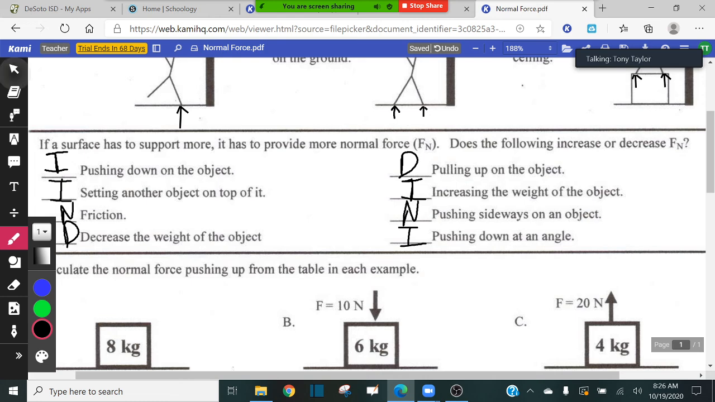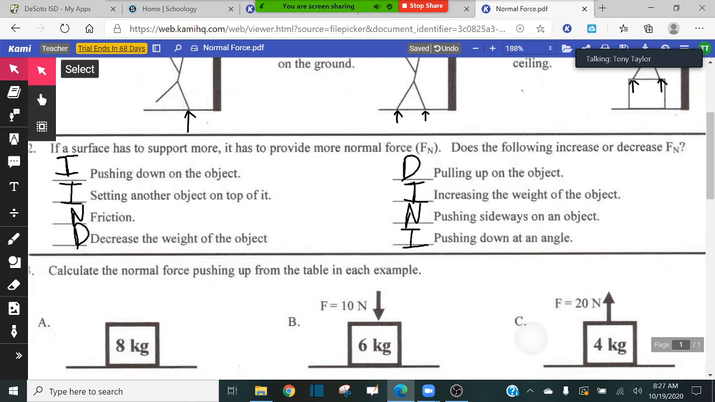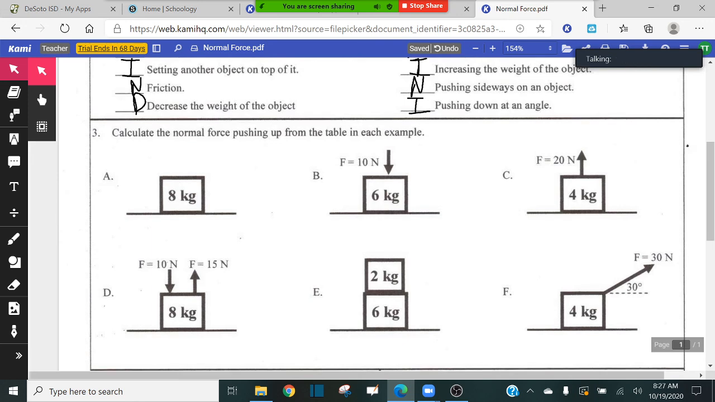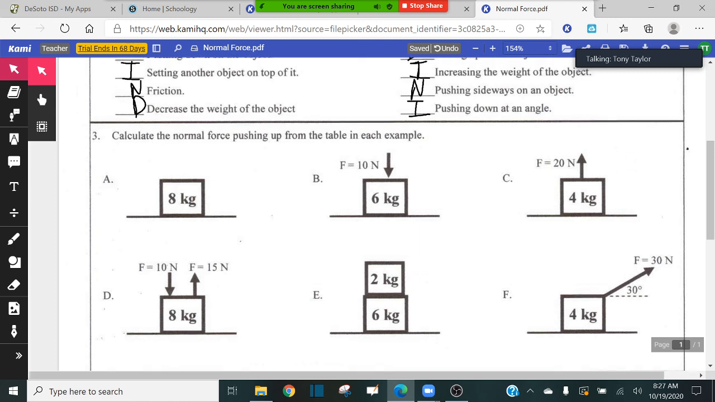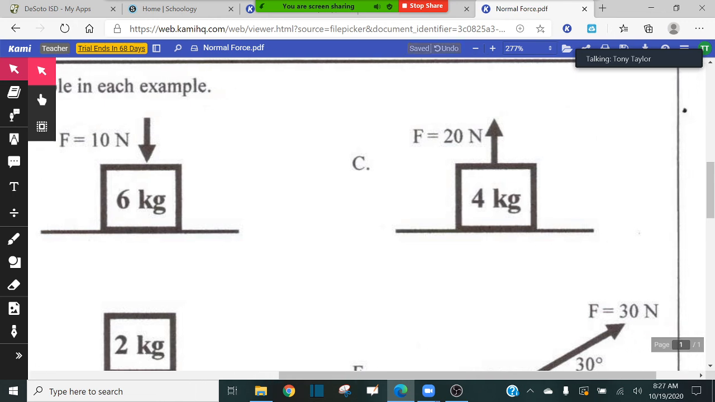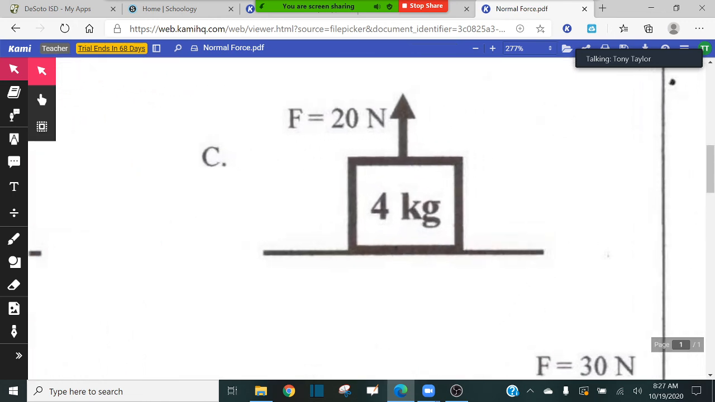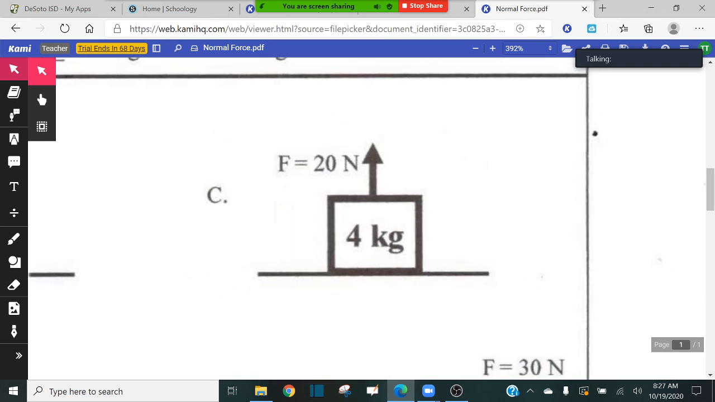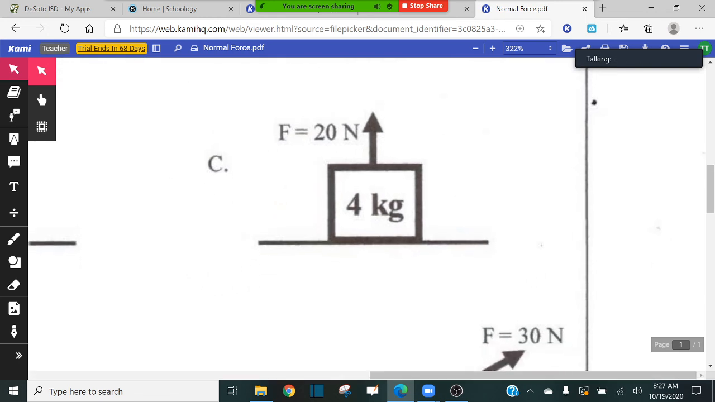Okay. Tell you what. Do I want to do one more example? You know what? I'm gonna do one more example here, and I'm gonna let you guys go. Okay. One more example.